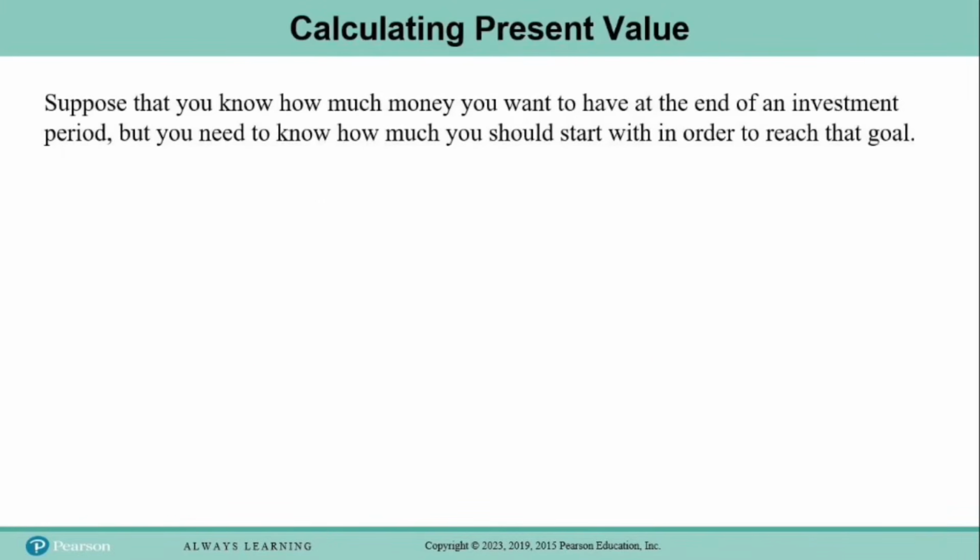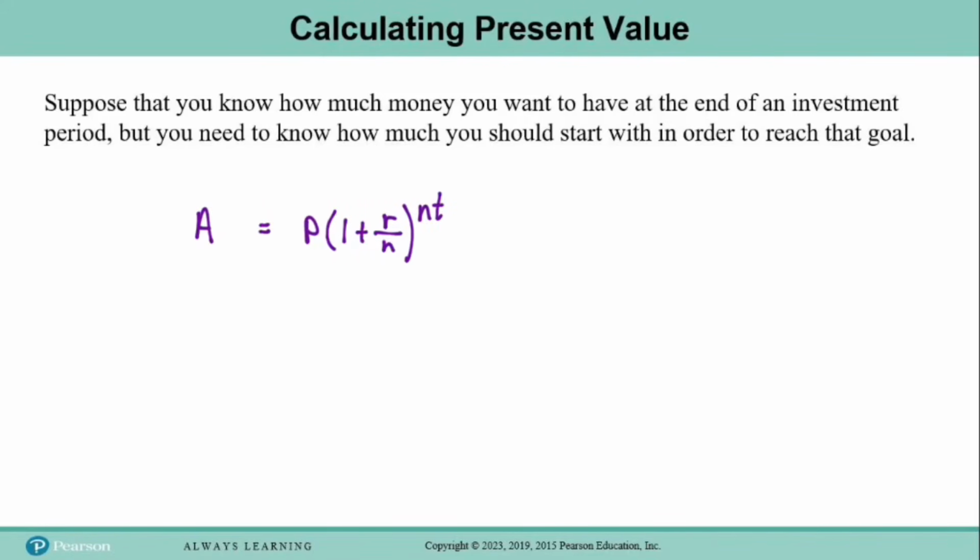Now let's talk about present value. So you remember in 8.3 how we had those problems where they told us how much money we wanted to end with, and we had to figure out how much money we needed to start with. Okay, that's what we're doing here. So we are calculating present value. So it says, suppose that you know how much money you want to have at the end of an investment period, but you need to know how much you should start with in order to reach that goal.